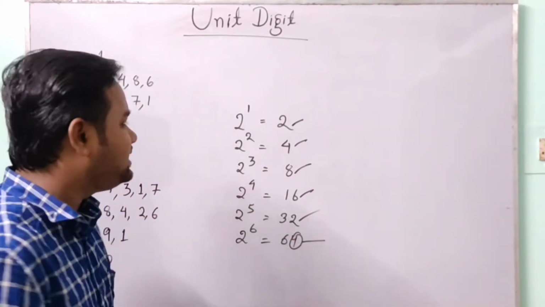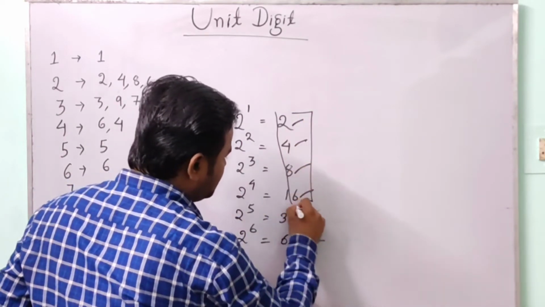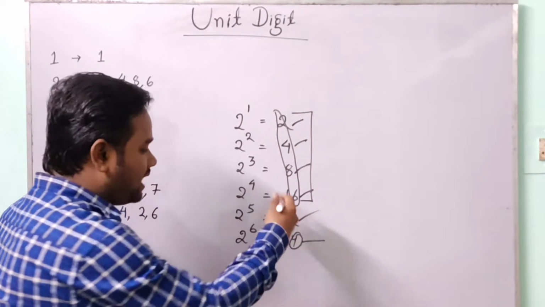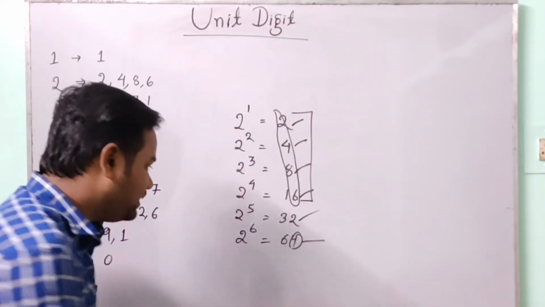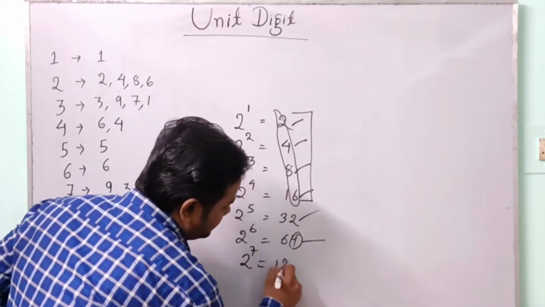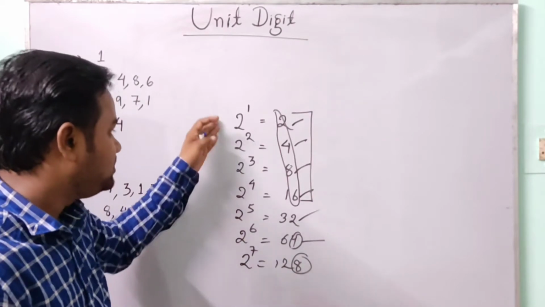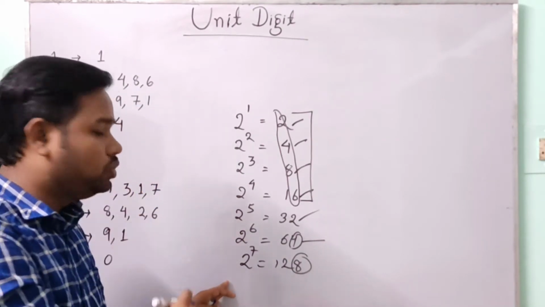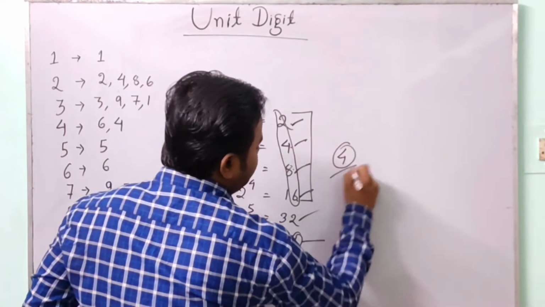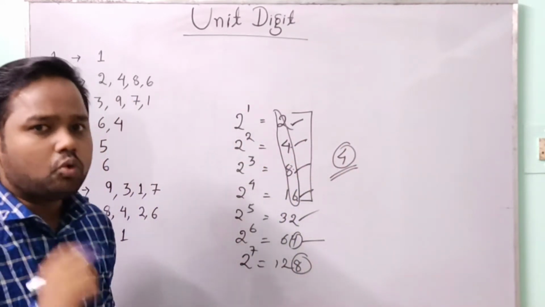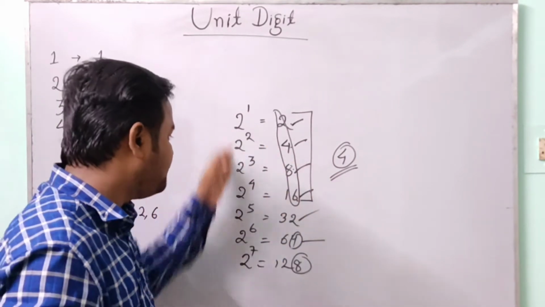That means we can easily find that the unit digits 2, 4, 8 and 6 repeat every time: 2, 4, 8, 6, again 2, 4. If the power is 7, then it is 128, that means the unit digit is again 8, and then again 6. So the repetition factor in the case of 2 is always 4. So we have to remember the repetition factor of every number.